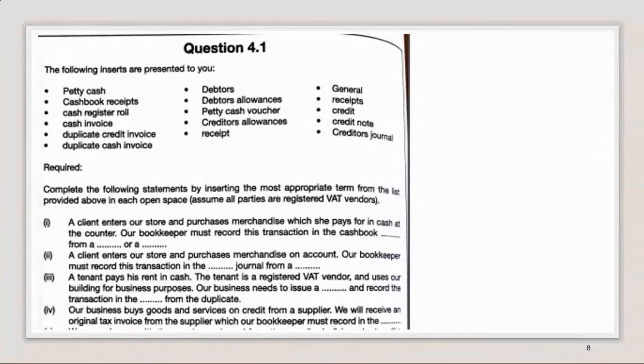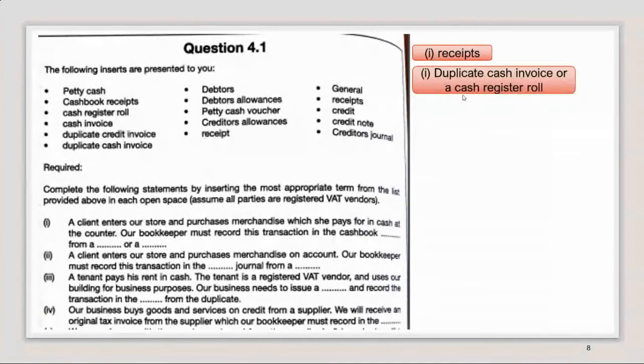view. So the customer would have a receipt. As a business, we call it, okay, so the first one would be cash book receipts. Then we would have our duplicate cash invoice or a cash register roll. The receipt that is printed for an individual, the receipt you receive, the business actually calls a cash register roll. We'll have a roll with all the receipts on that, and that is what we call it. So in that case, instead of a receipt, it would be the cash register roll.